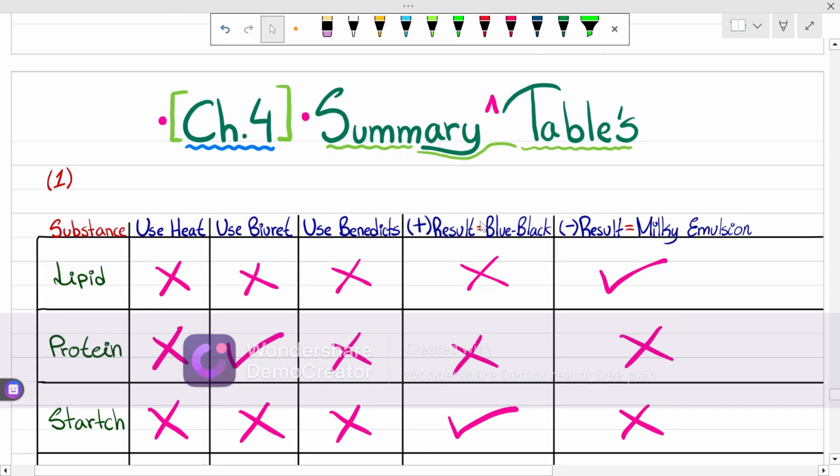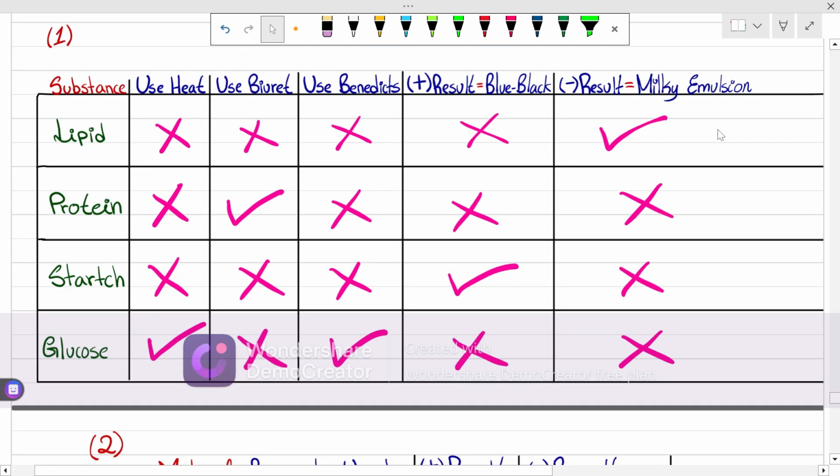And with that, we are done with the chapter. We have covered the four types of biological organic molecules: fats, proteins, carbohydrates, and nucleic acid. After that, we covered the food tests for proteins, reducing sugars, starch, vitamin C, and so on. So that is all for this chapter. Now we have some summary tables to summarize everything.